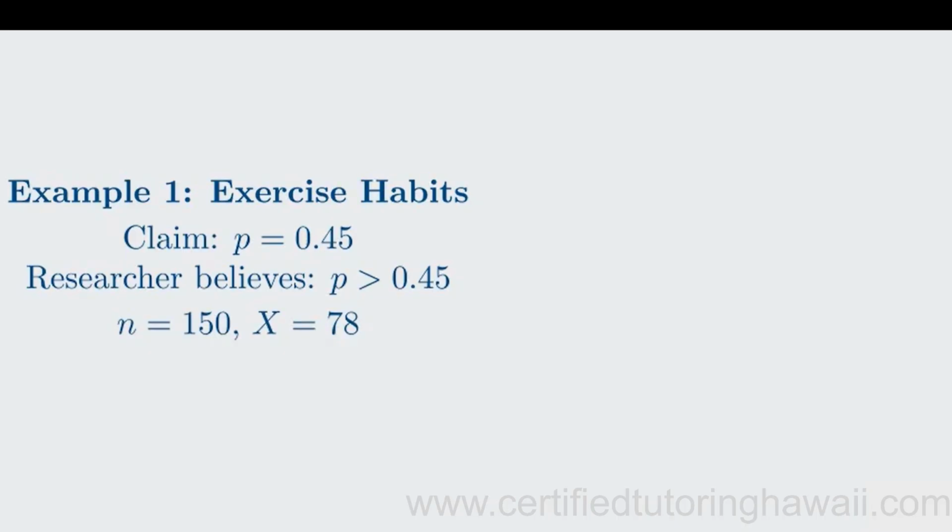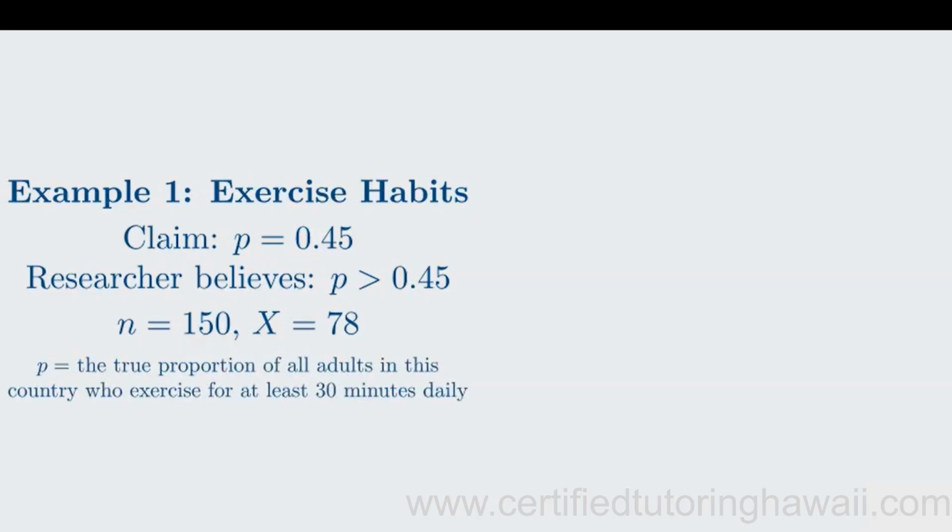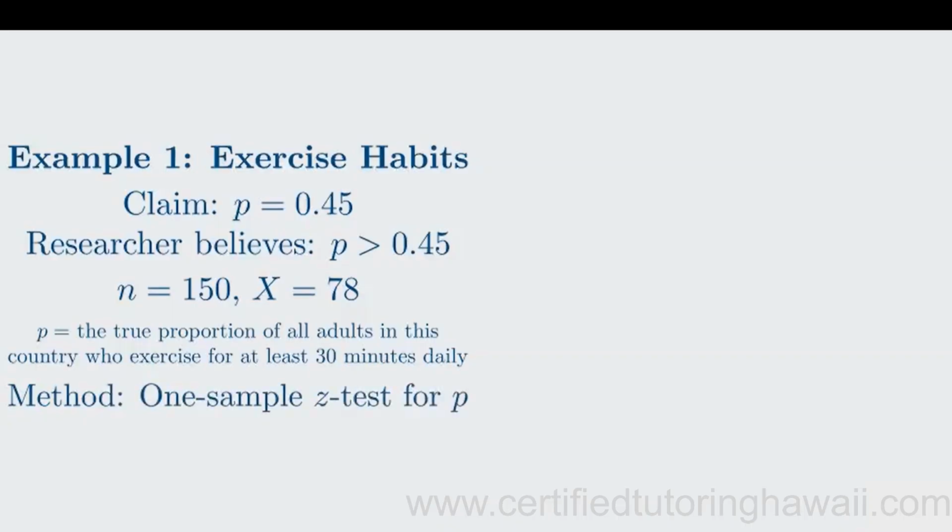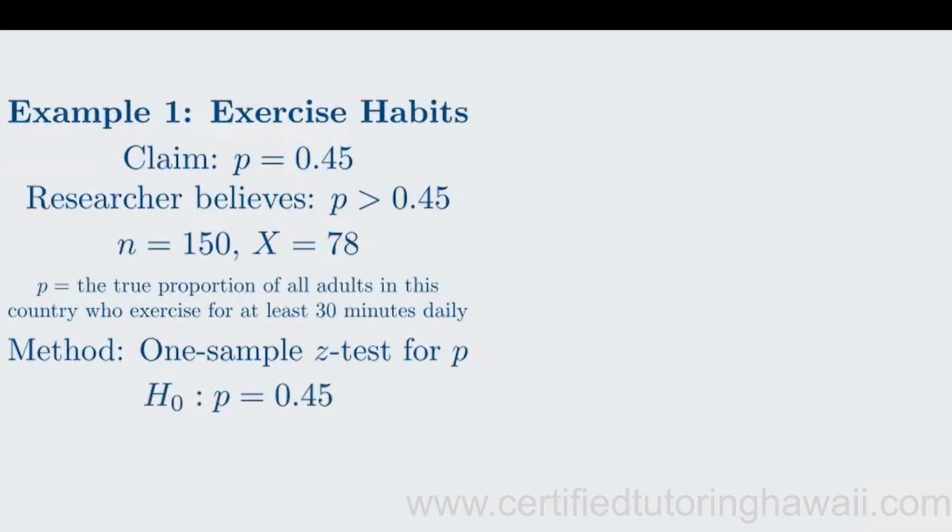First, we must define the parameter. p equals the true proportion of all adults in this country who exercise for at least 30 minutes daily. It's important to include the word true or population and the full context to be precise. Next, we identify the testing method. Now, let's state the hypotheses.